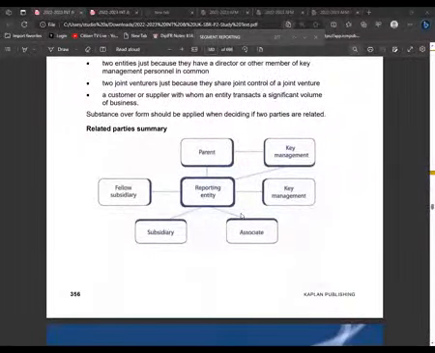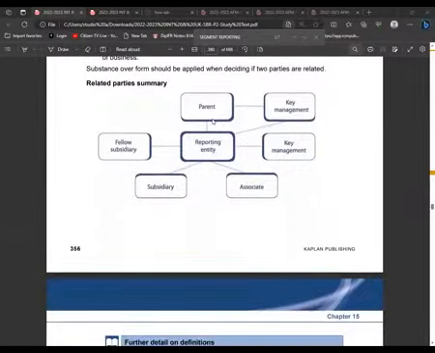Now, when we talk of related party, look at this. This is a reporting entity. The parent is a relative. And if this parent has key management, the key management of the parent automatically becomes related to the reporting entity, because the reporting entity in this case will be a subsidiary. If this reporting entity has a subsidiary, that automatically becomes our related party. If it has an associate, the same. If it has a fellow subsidiary within this parent group, automatically this becomes our relative.